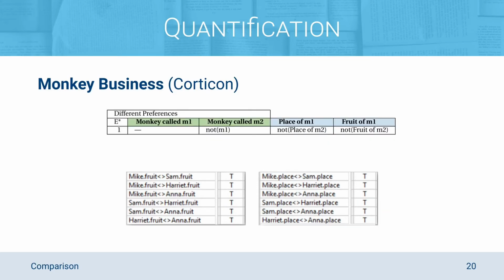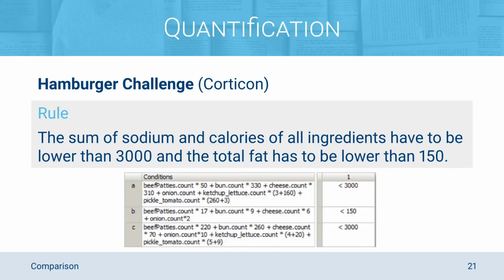Whereas in cDMN, we would implement it as follows. We would say, for every monkey called M1, and every monkey that is not M1, their places cannot be the same, and their fruit cannot be the same. Again, in a simple constraint table, which replaces these two tables. And if more monkeys get added to the problem, we do not have to update our model or update this table with more information.